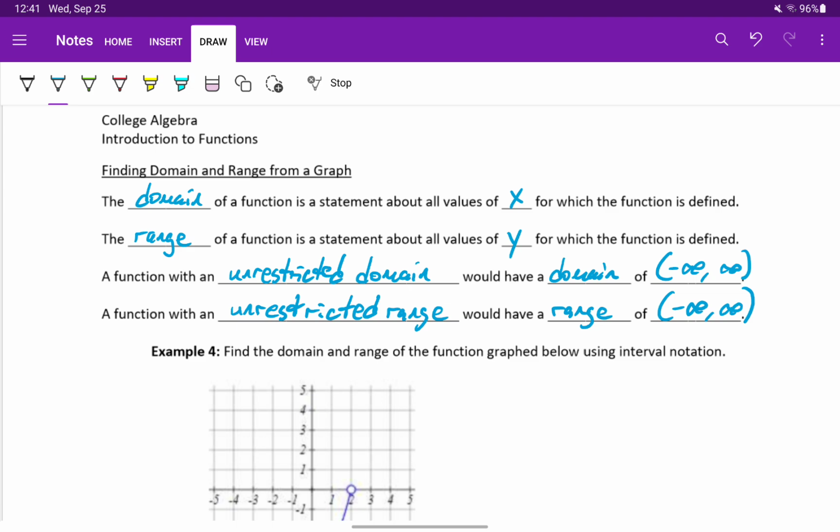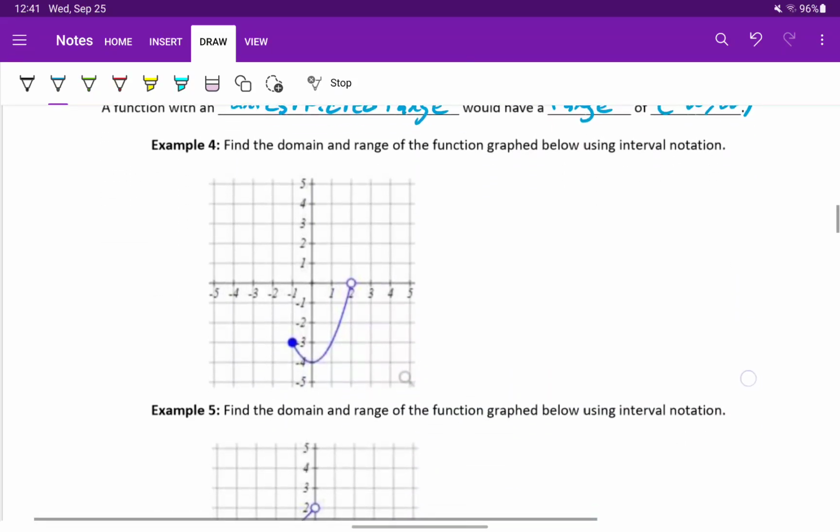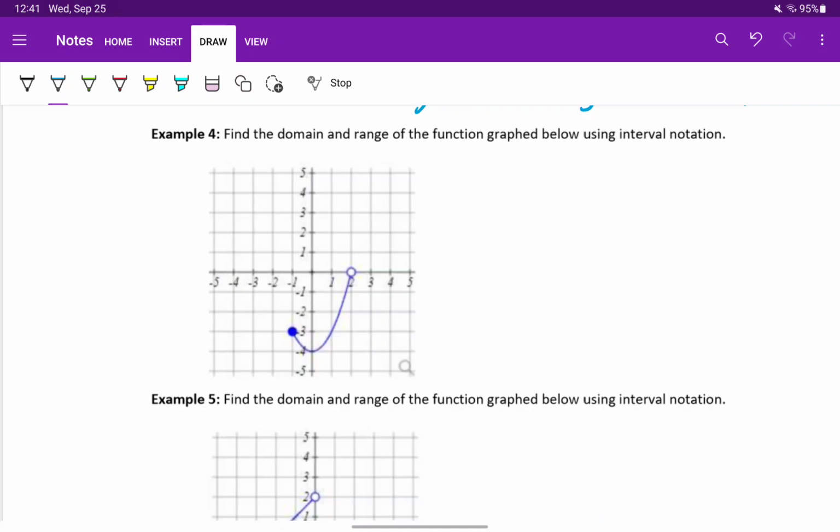Then, as we look at specific functions, specific cases, we may have restrictions where that interval goes from covering all real numbers, negative infinity, to something more limited. In example 4, we're given a fairly restricted graph, and we want to find the domain and range of this function. We'll start off by identifying the domain. To do that, we'll look at the x values where our function occurs.